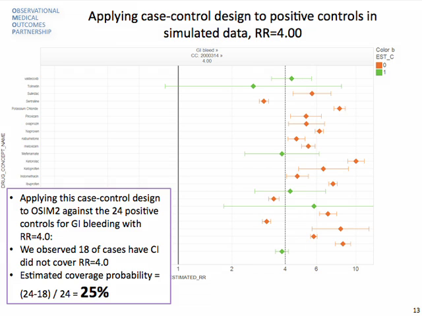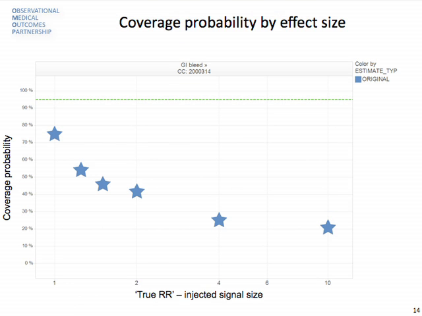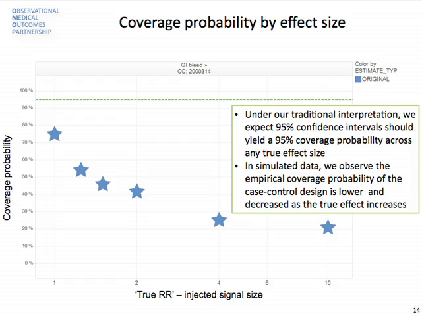Now, the consequence of that is that what we'd like, a nominal system would give us a 95% coverage probability no matter what the effect size was. And so what you'd like to have is, no matter what signal size we injected, you'd get somewhere on this green dashed line. And in fact, what we observed and have started to measure empirically is that essentially all of the methods generate coverage probabilities less than 95%, and the bigger the signal is, the worse the methods are at producing confidence intervals that in fact contain the truth.